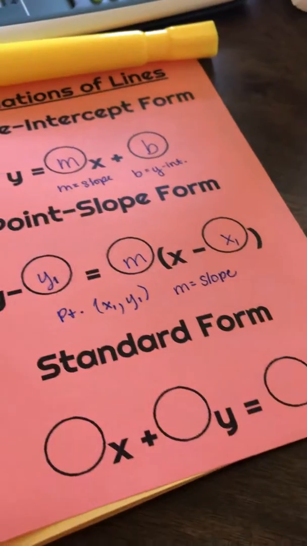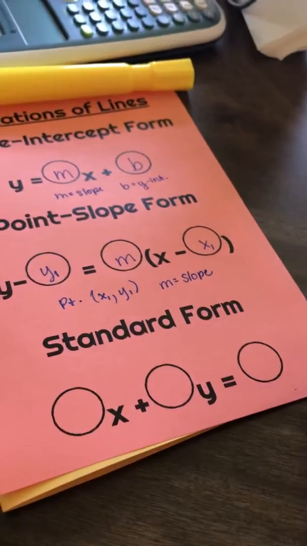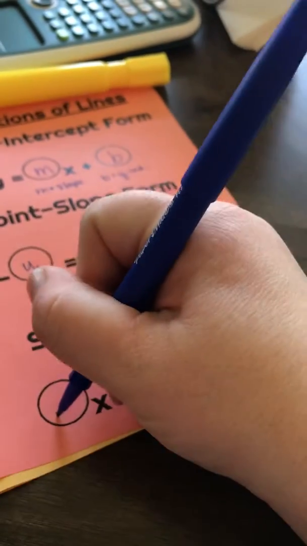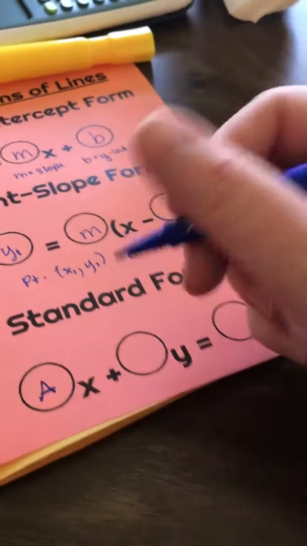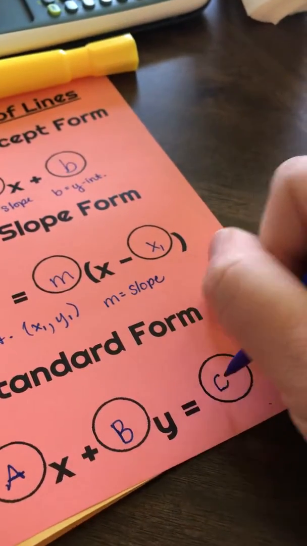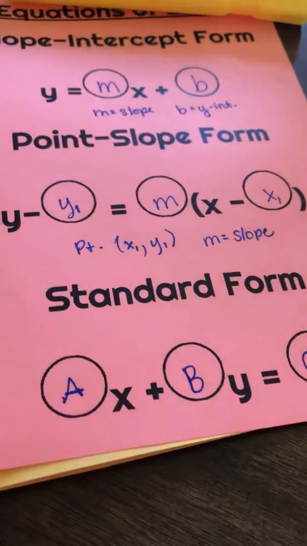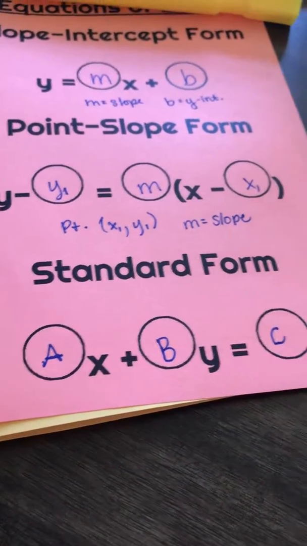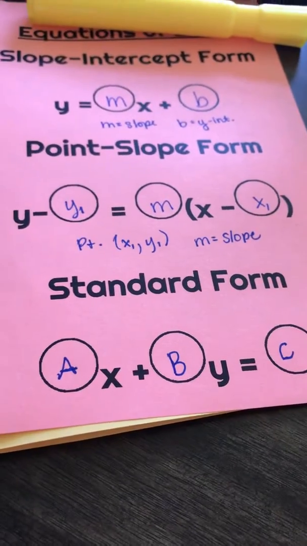The last form that you need to be somewhat familiar with is standard form, and that is ax plus by equals c. And a, b, and c are all numbers, and they usually are integers, so positive or negative numbers.